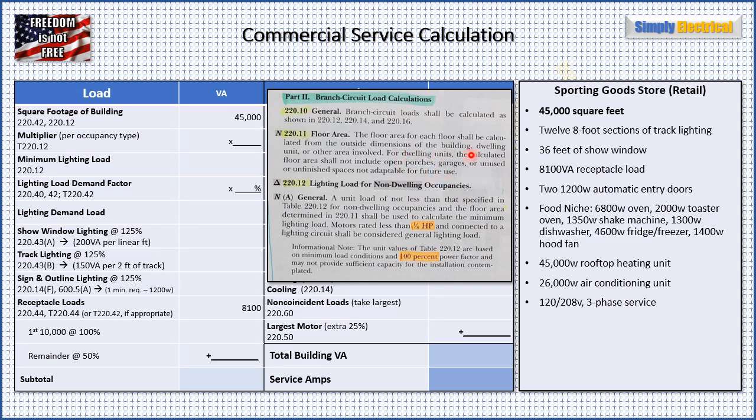But the building part does. The outside dimensions of the building, that's where we get our floor area. So what we're going to do is we're going to take our 45,000 square feet from our example, and we're just going to write that in right there, 45,000.